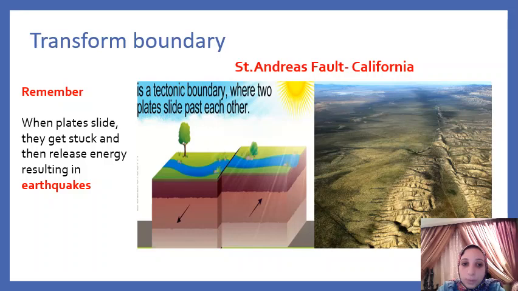What about the transform boundary? A common example is the San Andreas Fault in California. You see the line in this picture? This is the plate boundary where the two continental plates slide past each other, and it causes earthquakes to form.